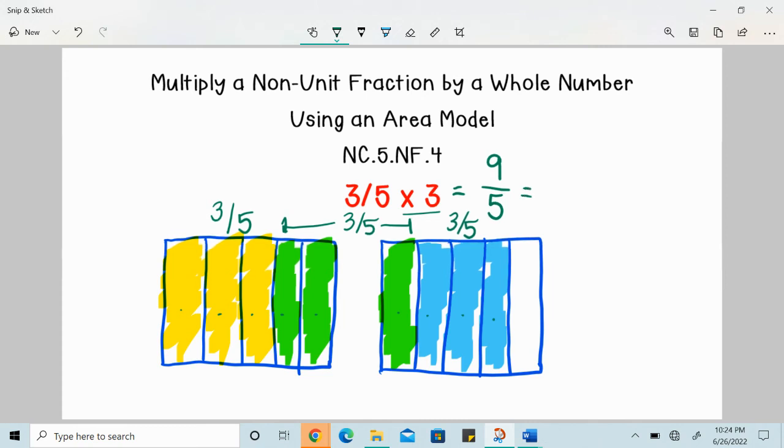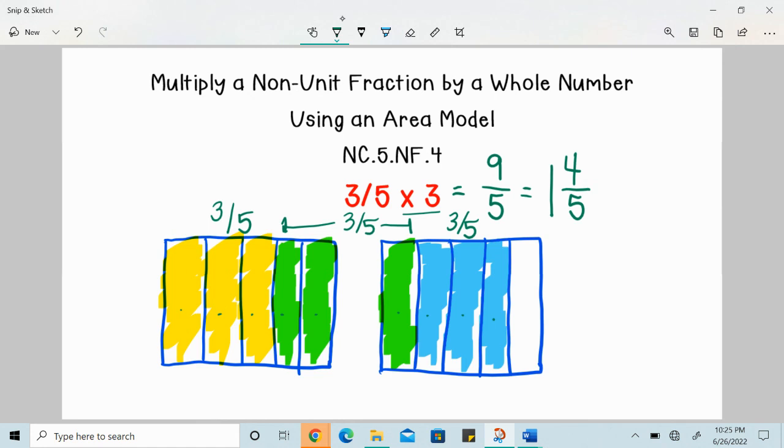The way I've modeled this, though, I can also see that I have one whole shaded in, an entire whole shaded in there, and then I have 4 additional fifths. So I can see that 3/5 times 3 is also equivalent to 1 and 4/5. That means that this improper fraction 9/5 is equal to 1 and 4/5.